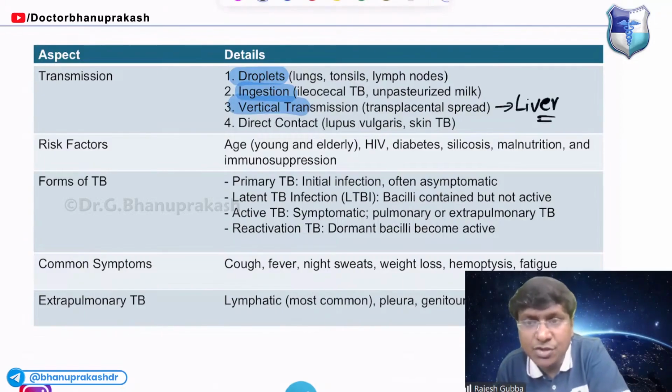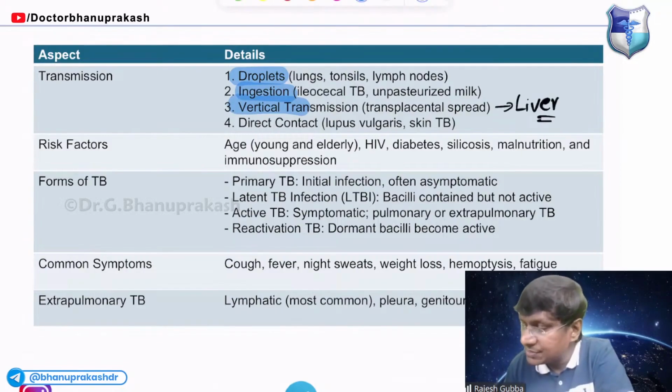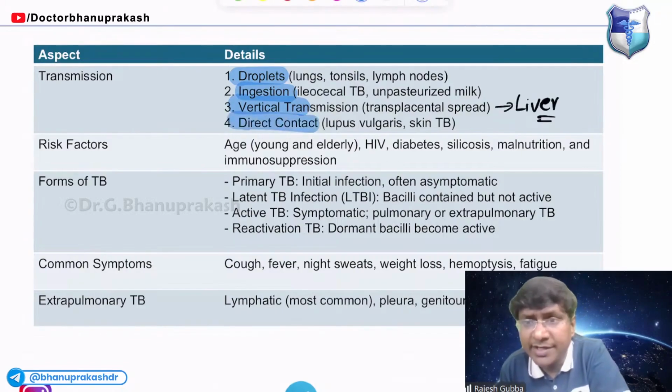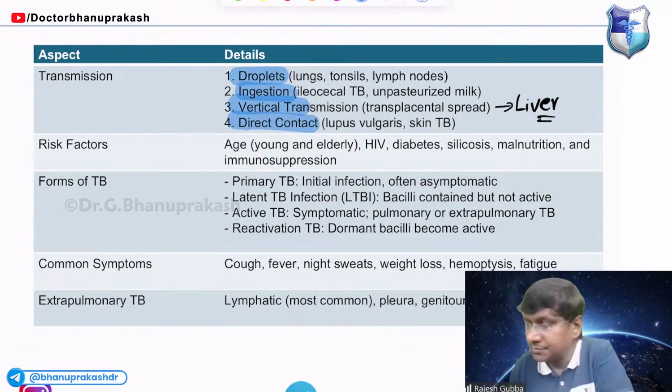Right, the liver of the fetus is commonly affected. Next is direct contact, where there will be skin tuberculosis. That is called lupus vulgaris. Okay, that is about the transmission.